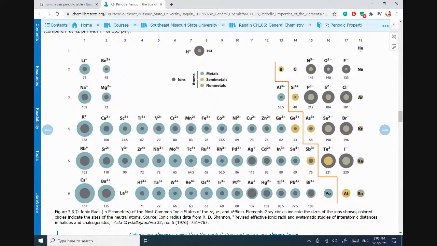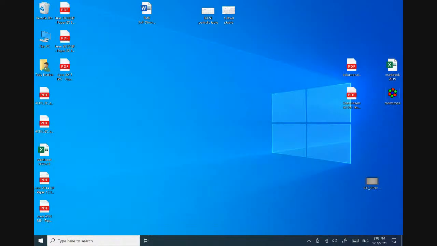Would you agree? No, I think that's reasonable. They're the same size. So prediction: what do you think it would be? It would be the same. You think they're going to be really similar?